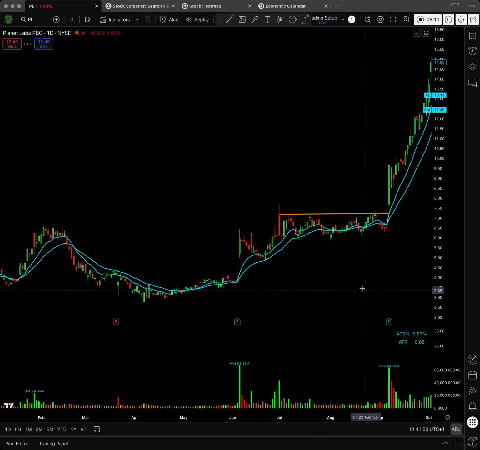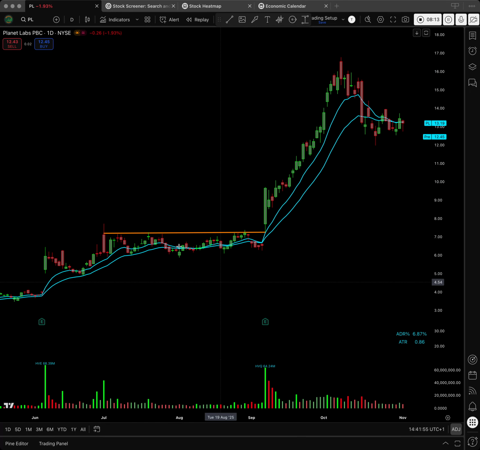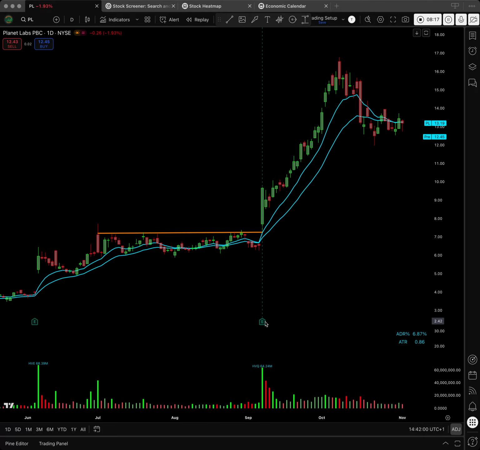Another one, PL, flat base breakout here. You can see suddenly earnings come out, good earnings. You get this green candle, you get the highest volume of the quarter, and again, riding the 10-day. That's what the strong stocks do, guys. They ride the 10-day. They don't get below it.